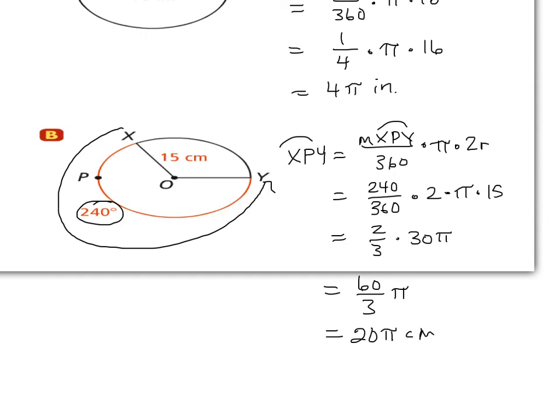Okay, so you can find the length of any arc. Remember, the length of the arc is different than the measure of the arc. Using the formula, the measure of the arc divided by 360 times 2 pi r, or times pi times the diameter. This concludes section 10.6 part 2.